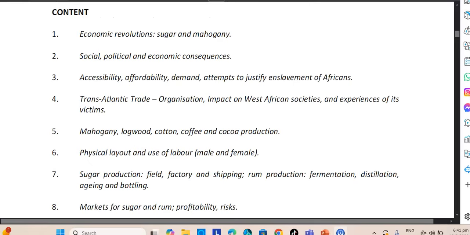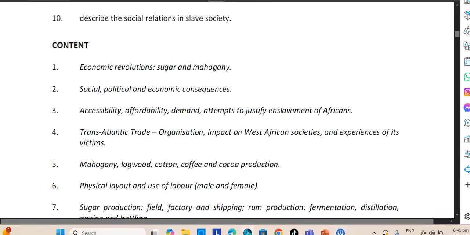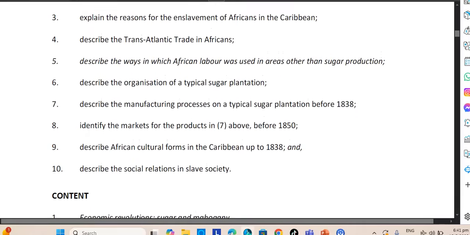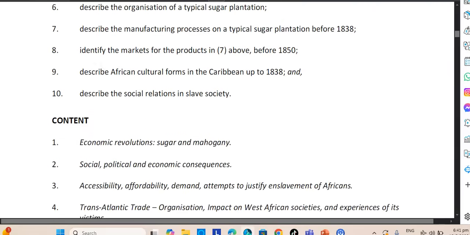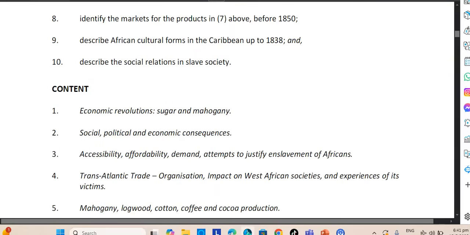Now, while sugar was a dominant crop in the Caribbean, enslaved Africans were also used in various other economic activities that supported the plantation economy and export trade. So the question says, describe the ways in which African labor was used in areas other than sugar production. So we know they were used on the sugar plantation, but we are not supposed to talk about that. We are going to look at other areas that they were utilized.